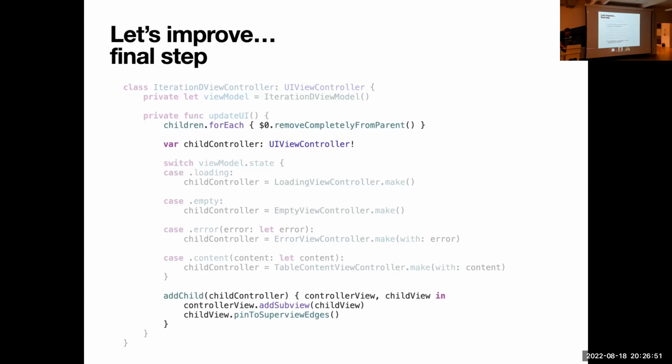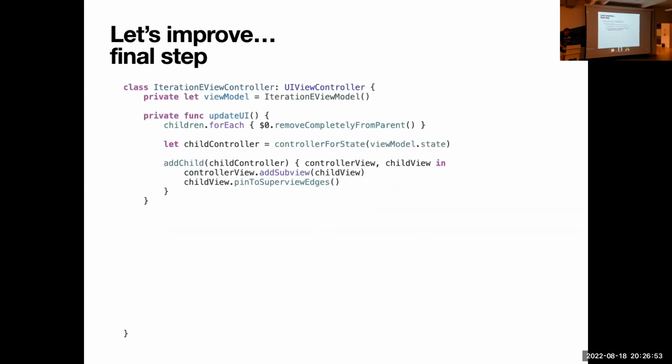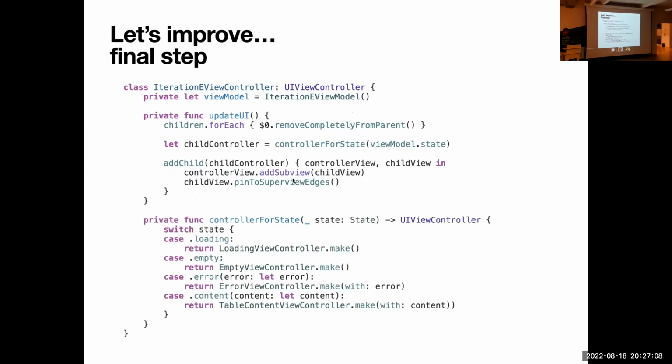Okay, we can try. So in our iteration E view controller, our update UI method removes all the children, asks a helper method, controller for state, hey, get me a view controller, and then sets that. So now our helper method is just the actual logic. So we have separated repetitive stuff from the method that we need to re-implement every time.